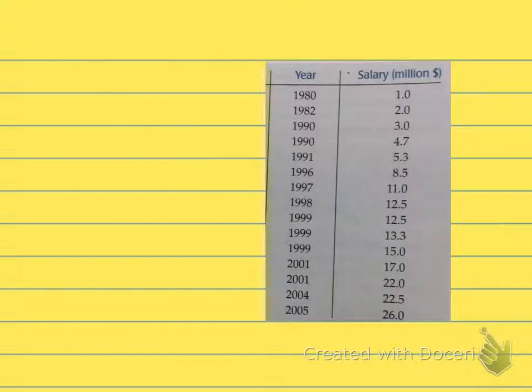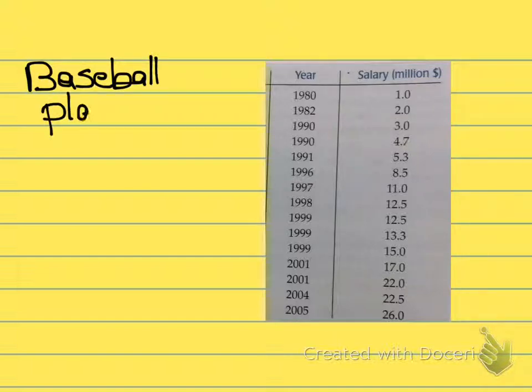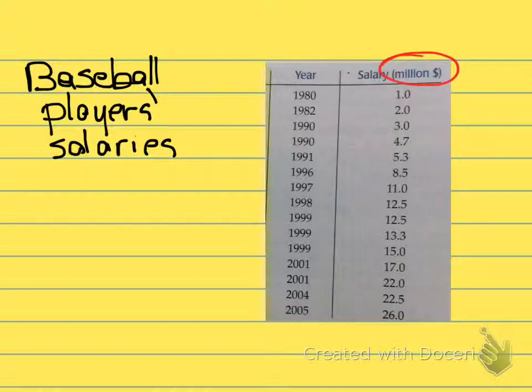All right, so to do this, we're going to look at some data, and the data we're going to use is about baseball players' salaries. So I'm going to just jot that down here so we can keep track of this. Players' salaries. Now notice that the units here for the salaries are in millions of dollars. So 1.0 does not mean a dollar, it means $1 million.